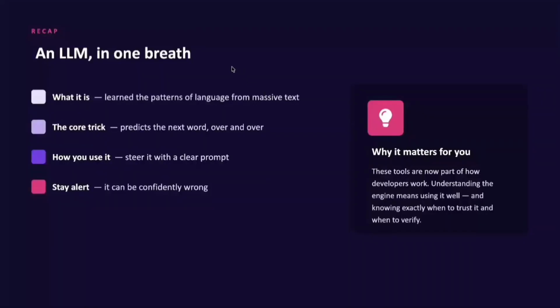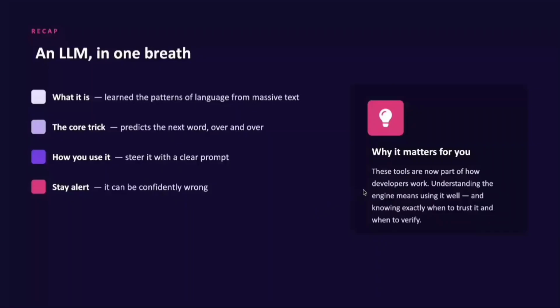An LLM is a large language model, a system that learned the patterns of language from a massive amount of text, and at its core, it predicts the next word over and over to produce fluent text. You steer it with a prompt and you stay alert to its limits, because it can be confidently wrong, it doesn't truly understand, and its knowledge has a cutoff.